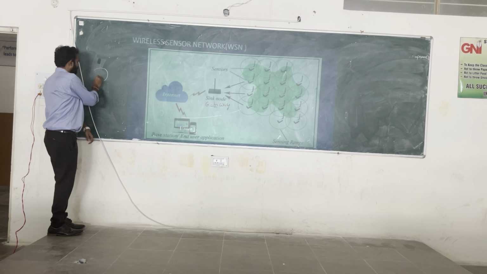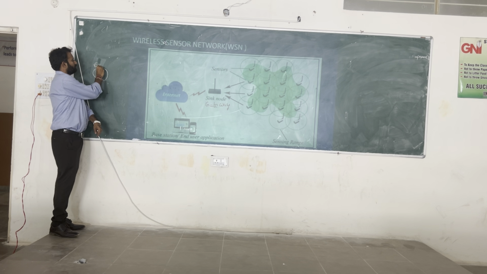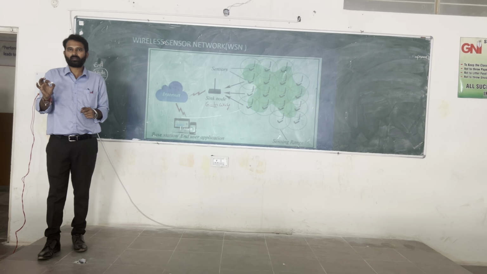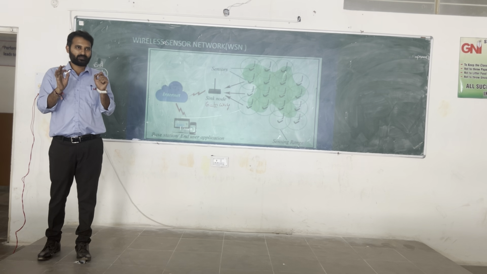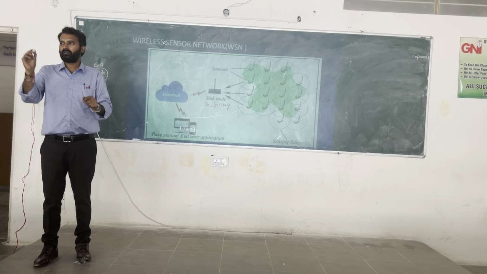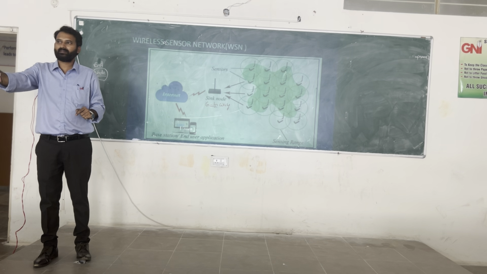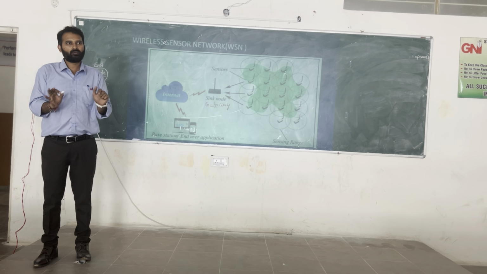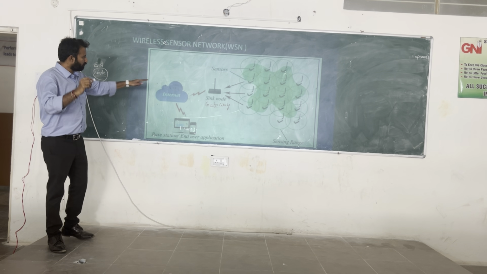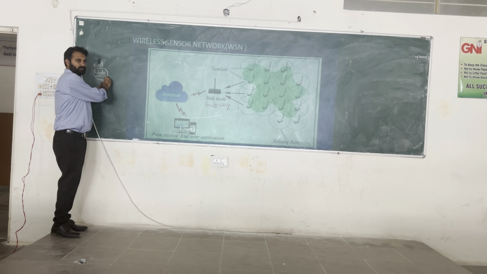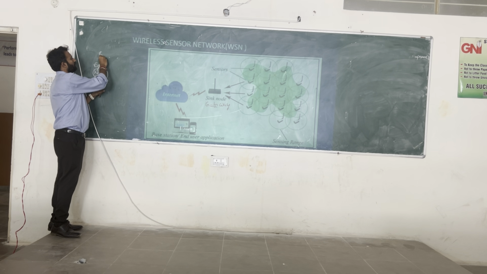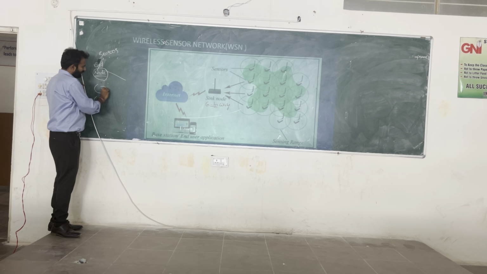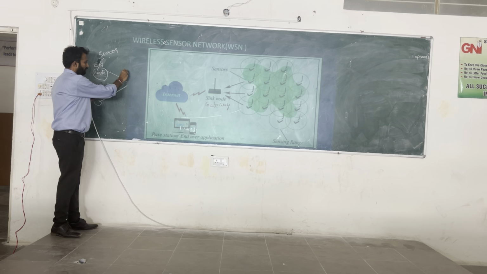It consists of end nodes. Keep in mind, node, N-O-D-E, means sensors. In your application, you may have several sensors, depending on what type of application you are building. So your wireless sensor network will consist of several nodes which have sensors. To whom are they connected? A router.